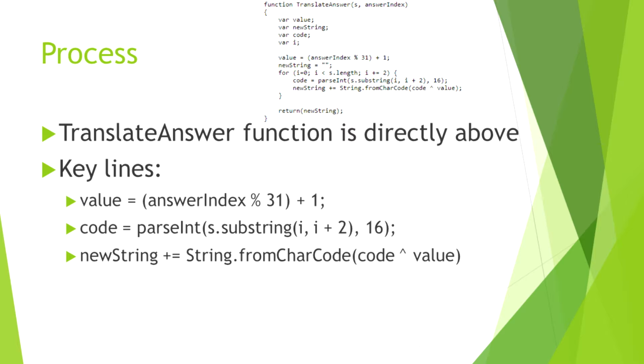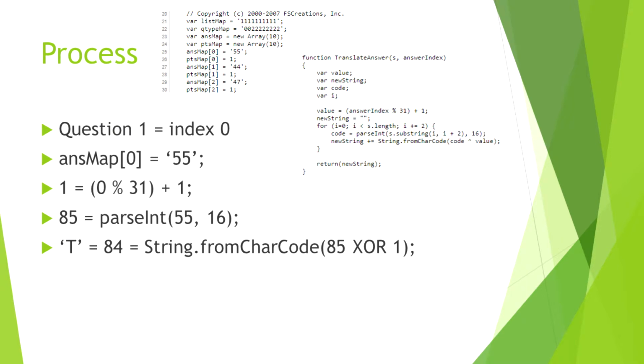Looking in the function, we can identify some key lines. Value equals answer index modulus 31 plus 1. Code equals parseInt, with the first parameter being the substring that is the first two characters of the ANDSMAP value provided, and the second parameter of parseInt being 16. Finally, new string plus equals String.fromCharCode, with code XOR value being the parameter. The caret is the bitwise XOR operator in JavaScript.